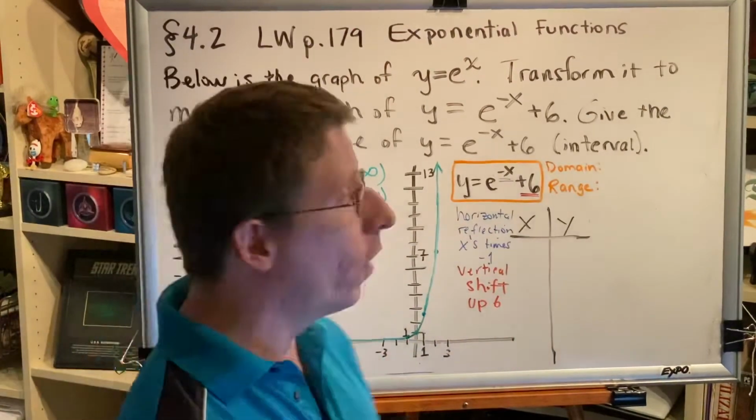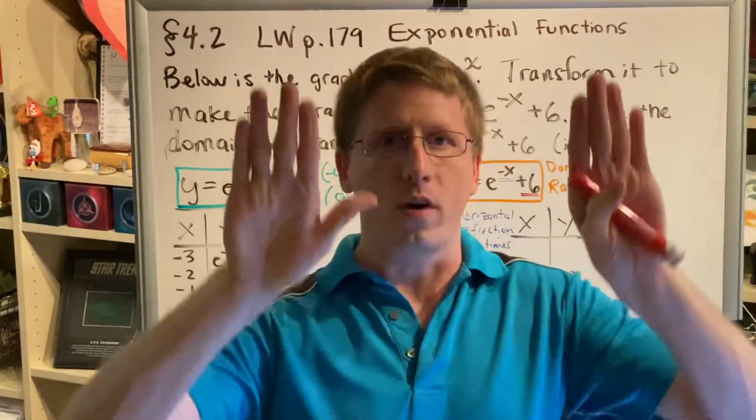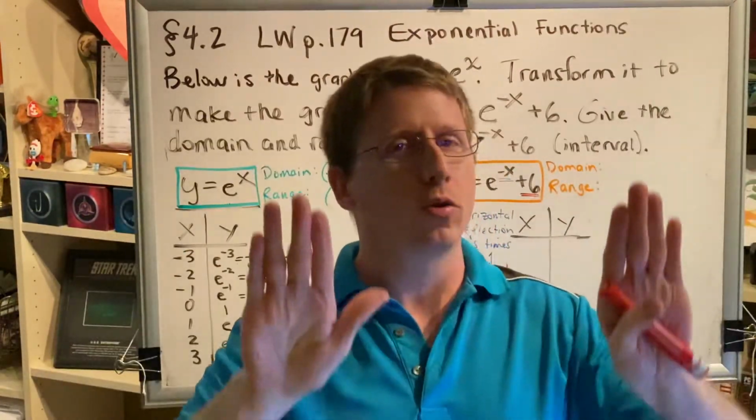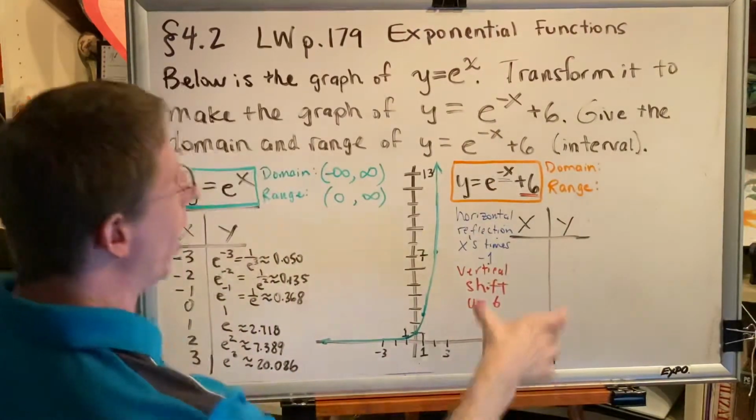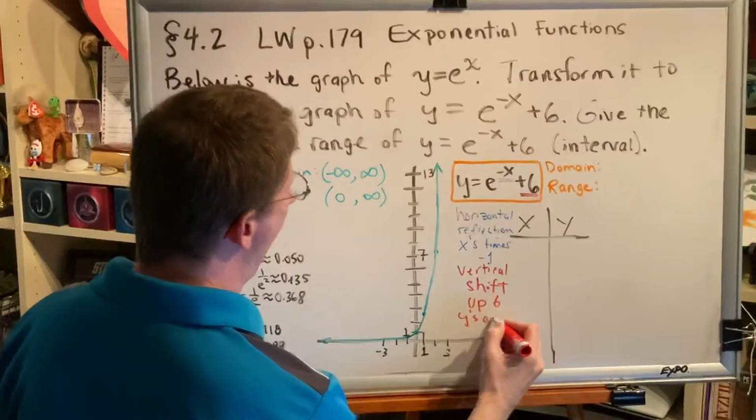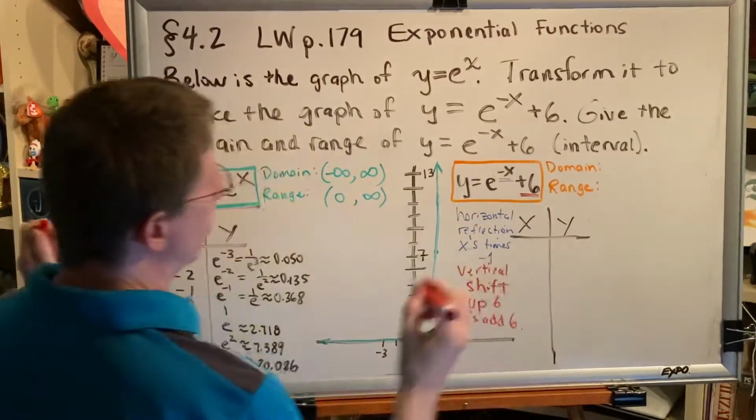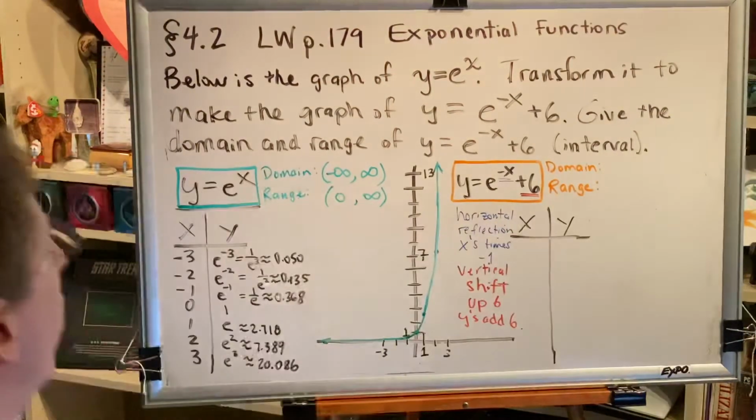Now, with a vertical shift, which coordinates change? It's the y coordinates. Whenever you have any kind of a vertical transformation, that affects the y coordinates. And if you're going up, that's adding, and so this is going to be the y's. We will add 6.